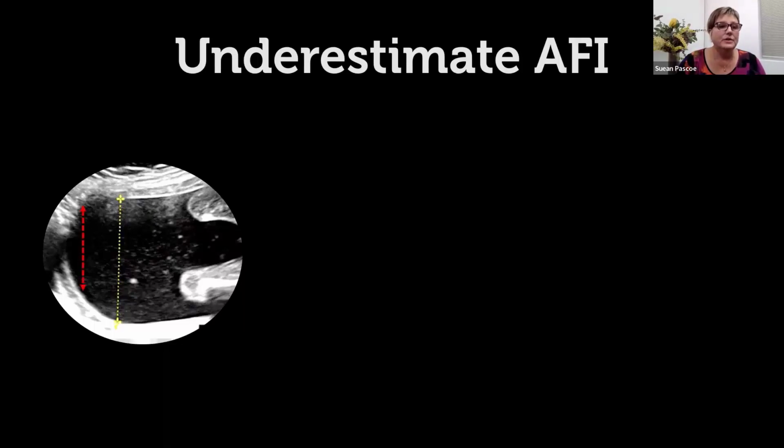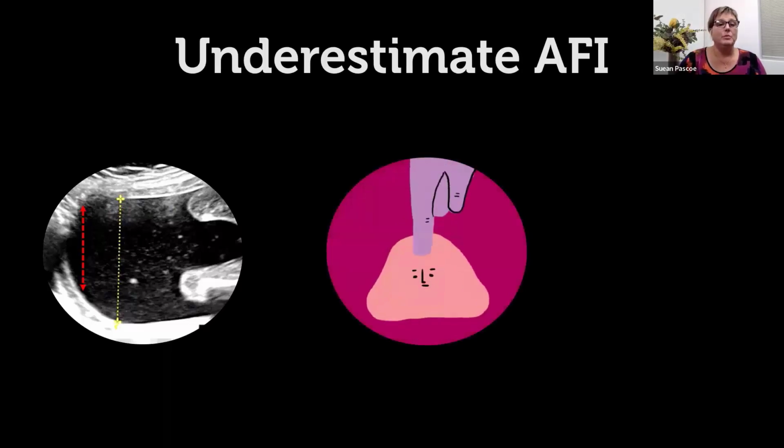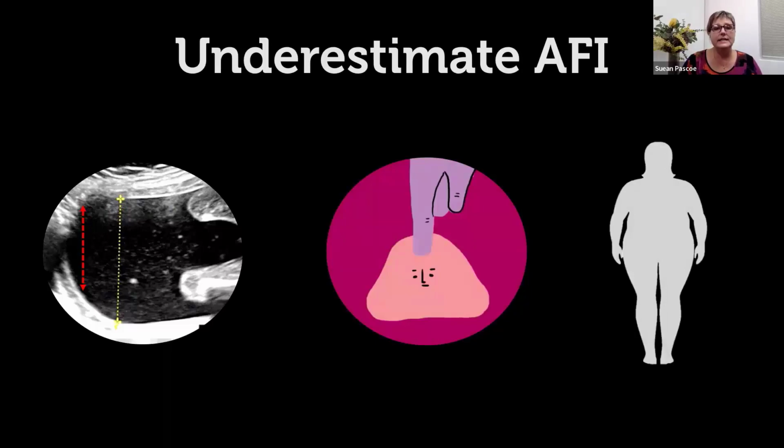The other thing you can do is measure too laterally and not measure the vertical pocket, the deepest pocket. You can be pushing too hard and displace the fluid. And it's very easy in your larger ladies to underestimate the AFI. It's a combination of pushing hard enough to get a clear image and displacing the fluid, but also because everything just looks a little bit fuzzy and the image quality is not great, it's harder to define the edges of the uterus. You can overestimate the AFI.